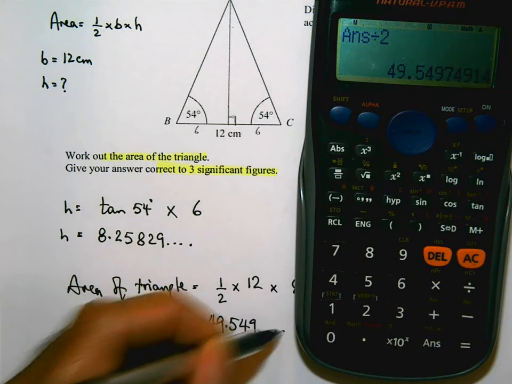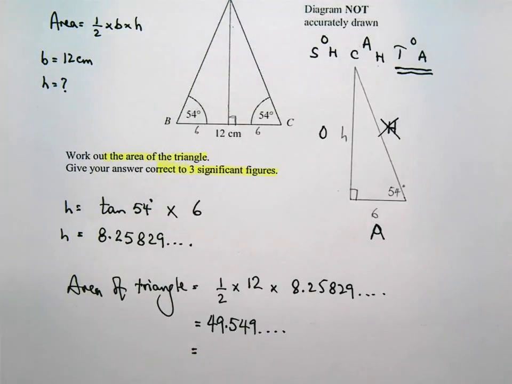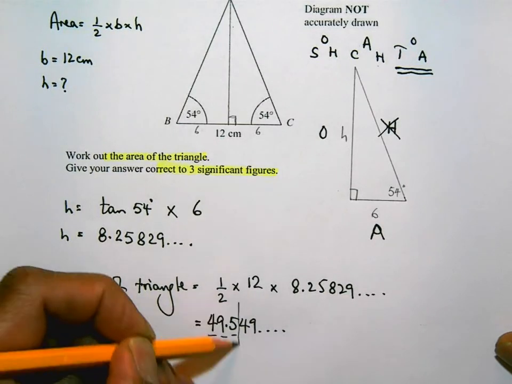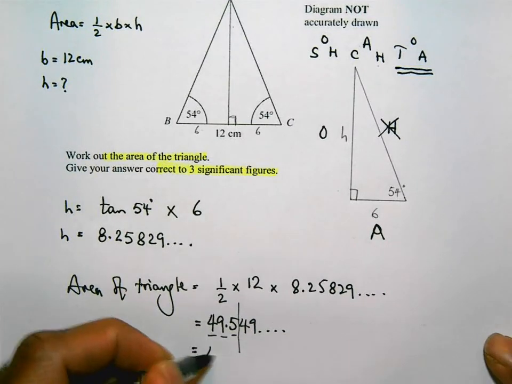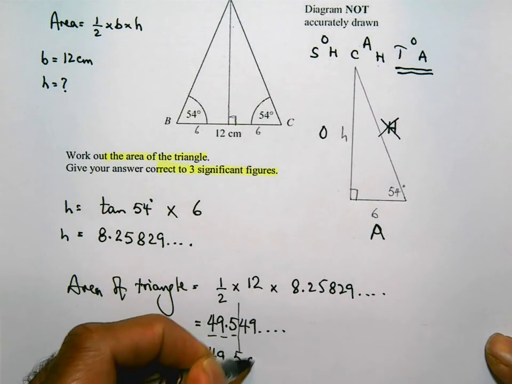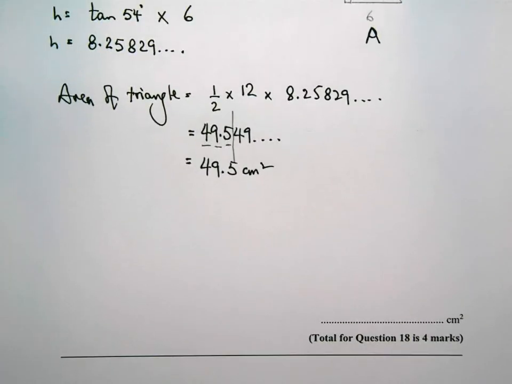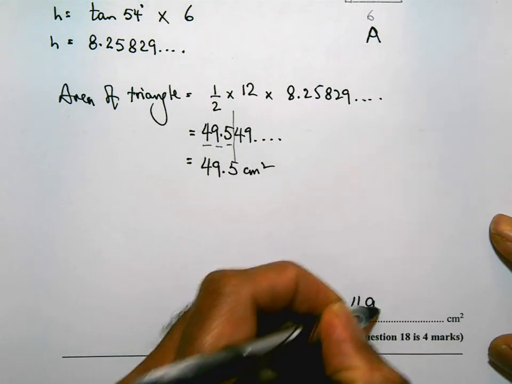And the question wants me to give this answer to 3 significant figures. So counting from the front, 1, 2, 3, chop it off there, and my answer is going to be 49.5, and it's all in centimeters, so it's going to be 49.5 centimeters squared. If I just raise this up and show you the answer space, what goes in the answer space is 49.5, and centimeters squared is already included.